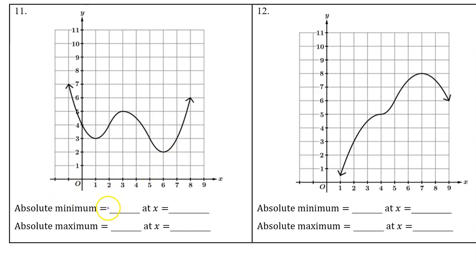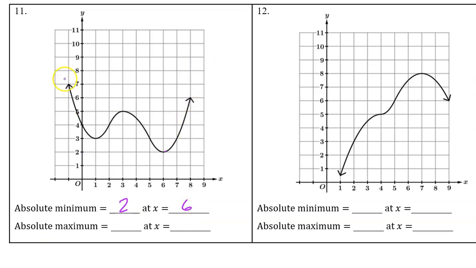We are now being asked for the location and value of absolute extrema, sometimes called global extrema. So this graph has an absolute minimum right here. An absolute minimum is the lowest point on the entire graph. When you're asked what the minimum is, you give the y value. So this graph has an absolute minimum of 2 at x equals 6.